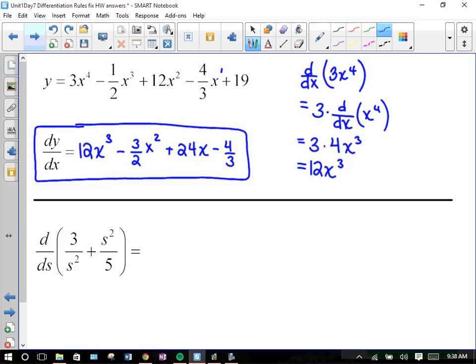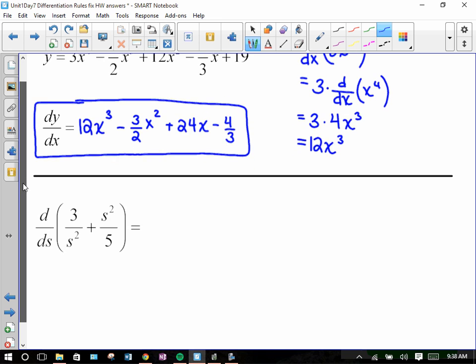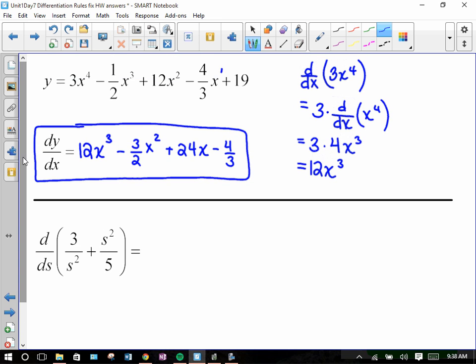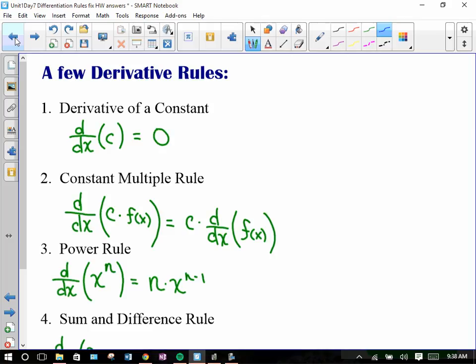So, we go to the next one. Now, notice in this case it says ds over dx. That's just because my variable is s, and then my variable is x. So, 19 is a constant, again, the derivative of any constant is zero.